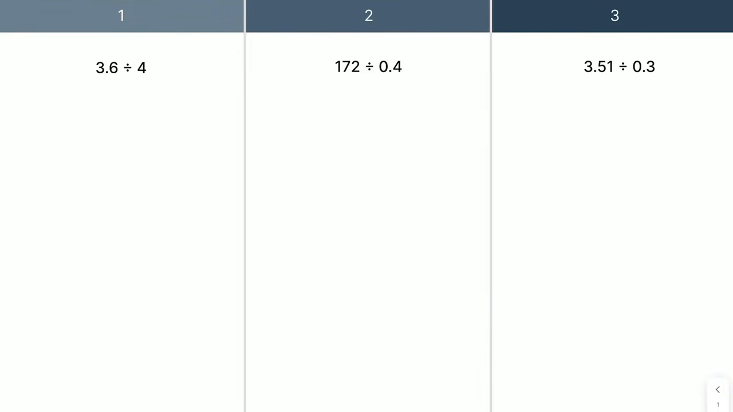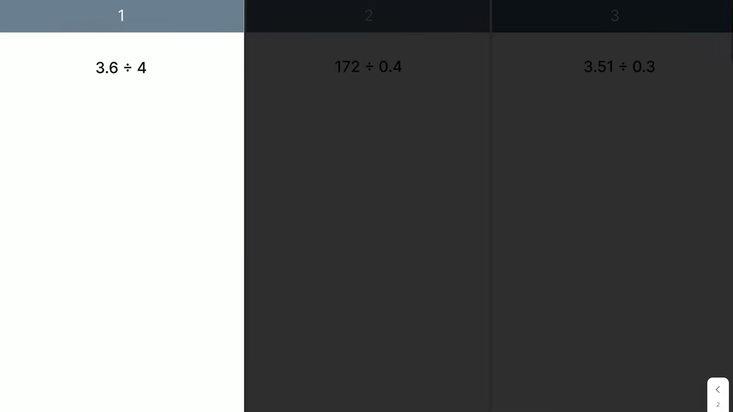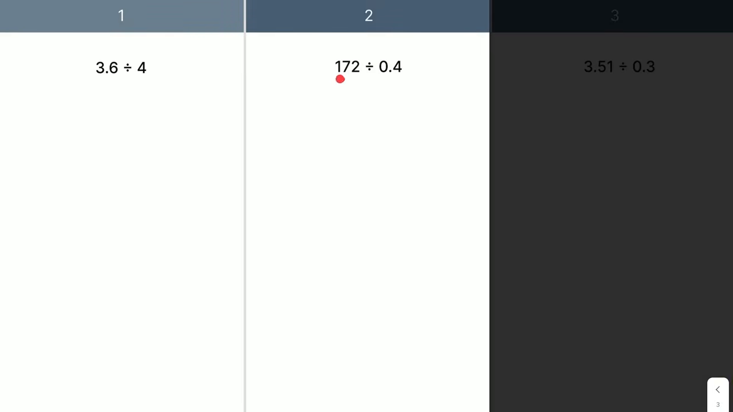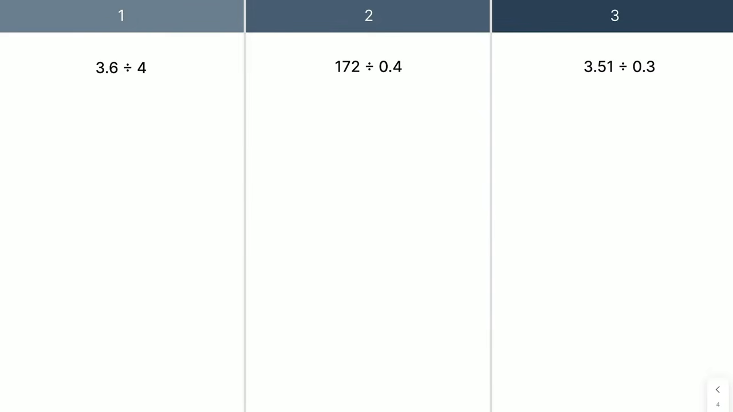Dividing decimals is what we're going to look at in this video. It's split into three parts. We're first going to look at dividing a decimal by a whole number. Then we're going to look at dividing a whole number by a decimal, so the other way around. And then we're going to look at dividing a decimal by a decimal.